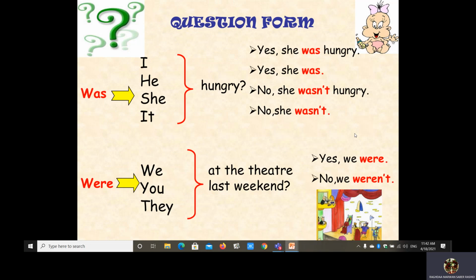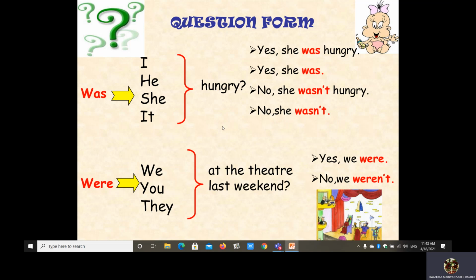What about questions? We start with was if we talk about I, he, she, or it. So we say, was she hungry? The answer, yes, she was hungry. Or yes, she was. No, she wasn't hungry. Or no, she wasn't.